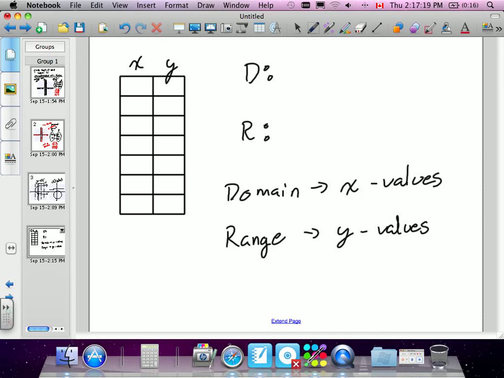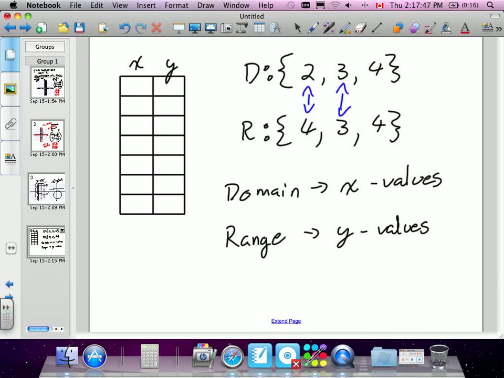When they give you something like this, so they give you a D colon and they'll have this funny looking bracket. They'll say something like 2, 3, and 4, let's say. And maybe they tell you the range is 4, 3, and 4, let's say. Okay? It's assumed that these points correspond to each other. Domain are our x values. And range are our y values.